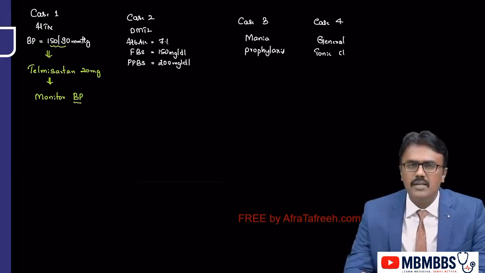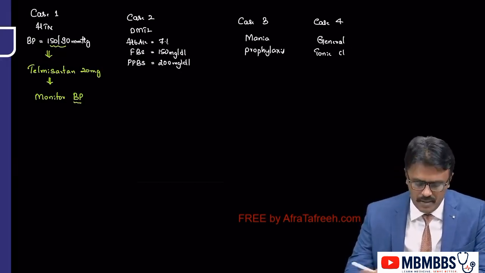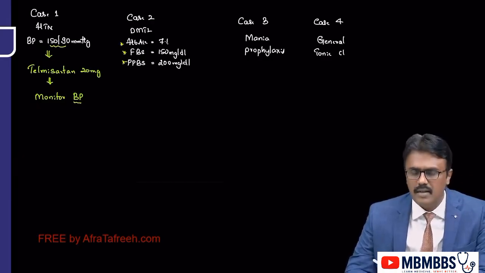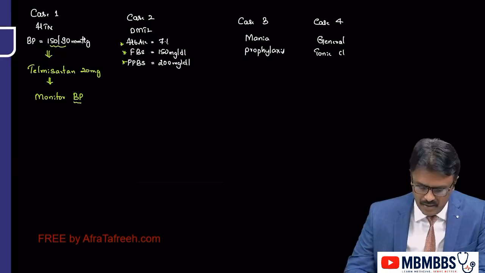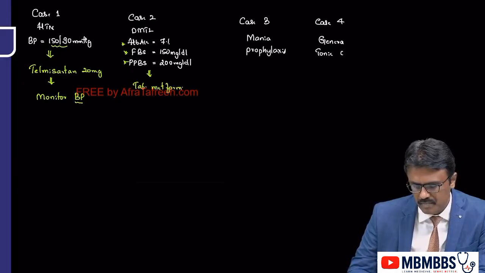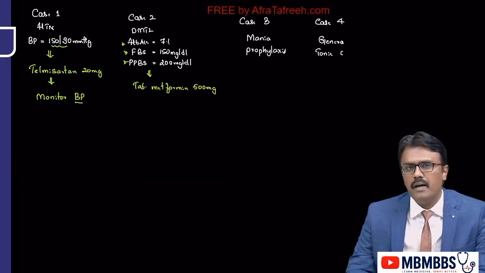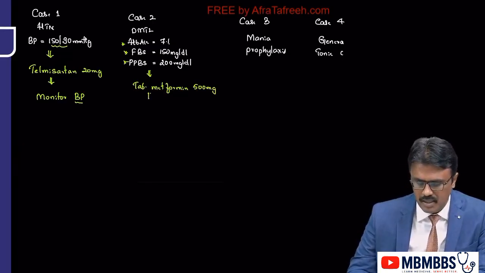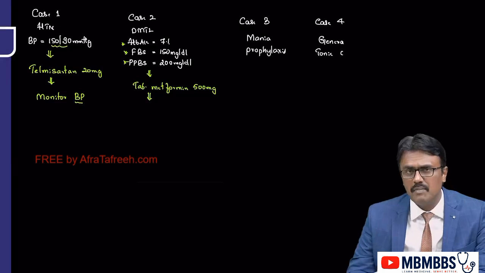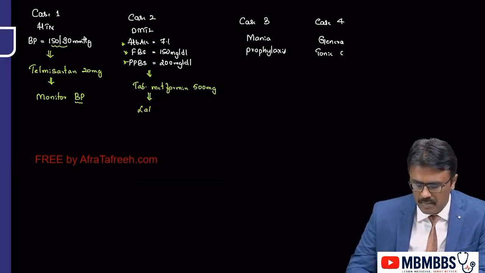Case 2, a patient has diabetes, and you can see HbA1c is high, FBS is high, PPBS is high, and is diagnosed with diabetes type 2. For this patient, let us start the tablet metformin 500 mg. And now when the patient is taking the tablet, he has to come back, and when he comes back after 3 months, what do you want to measure? You have to again measure the lab parameters.